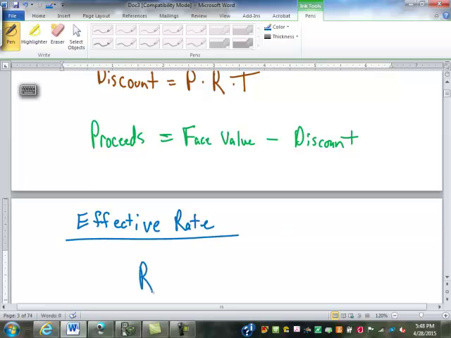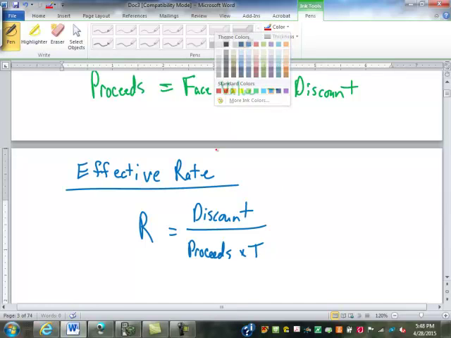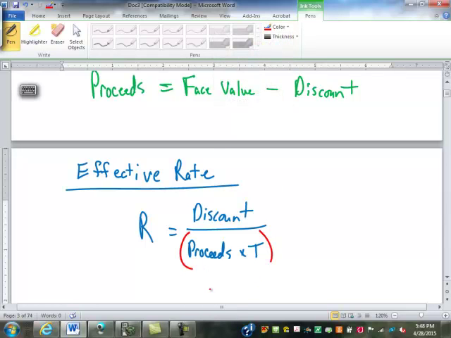And that effective rate, R, is equal to the discount over the actual proceeds times the time. When you put this in your calculator, make sure you got parentheses around that.